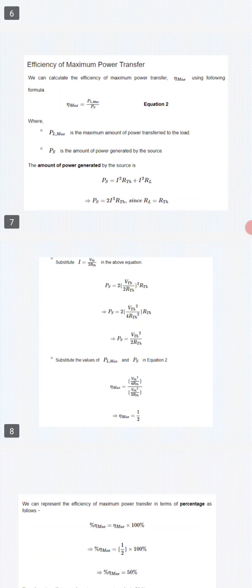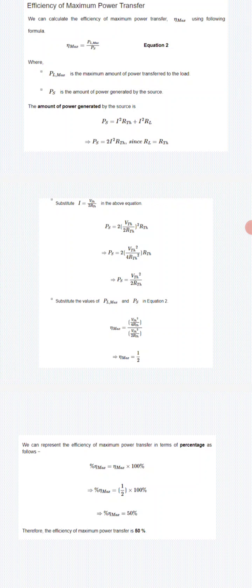So substitute I equal to V Thevenin by 2R. Finally, we can calculate PS equal to V Thevenin square by 2R Thevenin. Substitute this value in PL max and PS in equation 2. So efficiency max equal to 1 by 2.